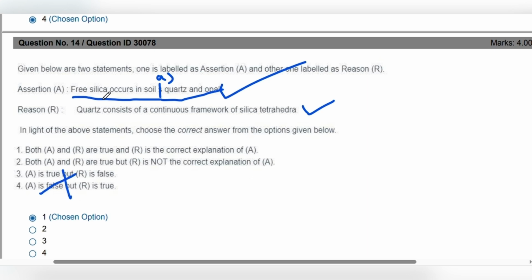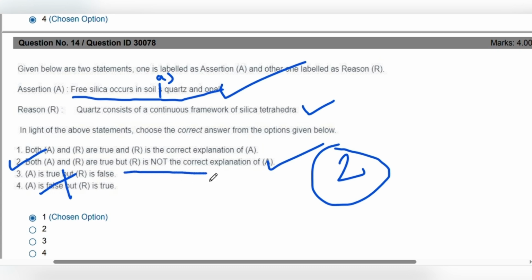So free silica occurs in soil as quartz and opal. That is true. Quartz consists of a continuous framework of silica tetrahedra. That is also true. But quartz consisting of a continuous framework of silica tetrahedra cannot be the reason that free silica occurs in soil as quartz and opal. Both the statements are not related in a reason-assertion way. That does not stand. So the answer will be option 2. Both A and R are correct, but R is not the correct explanation of A. Fine. I hope you have understood the concept.